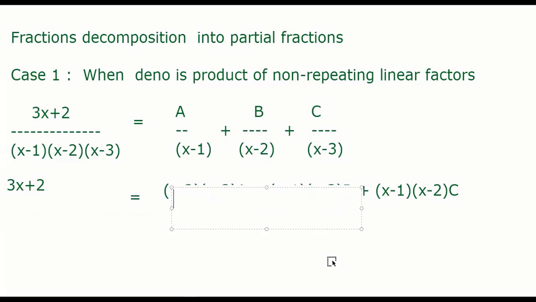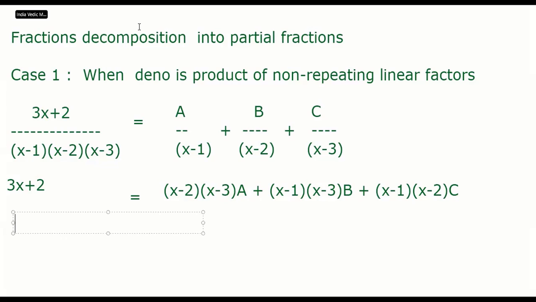So tell me, till now is everybody clear or not? We have not solved it yet. So 3x plus 2 is equal to x minus 2, x minus 3 into a, plus x minus 1, x... This is the equation I have now. Our objective still is to find out the value of a, b and c. It is very easy.